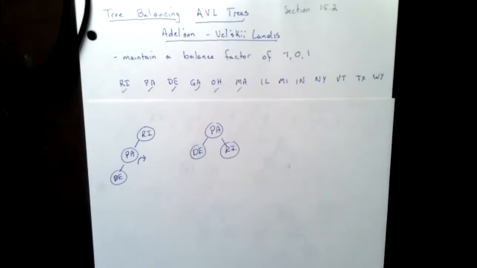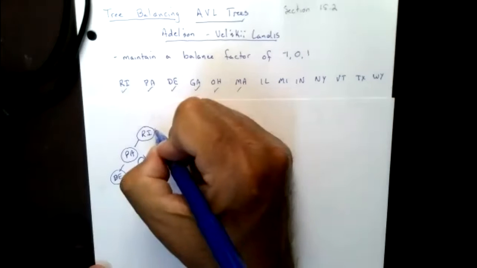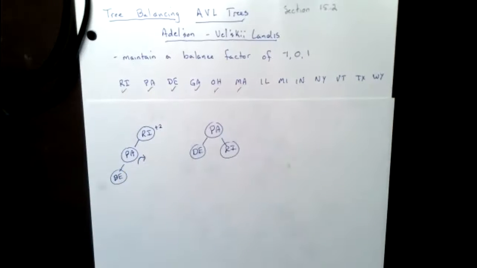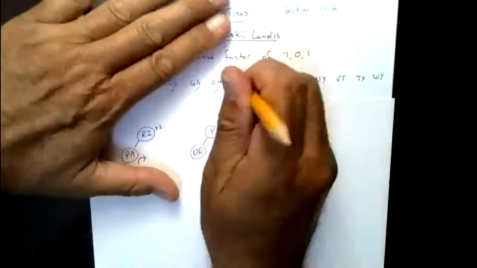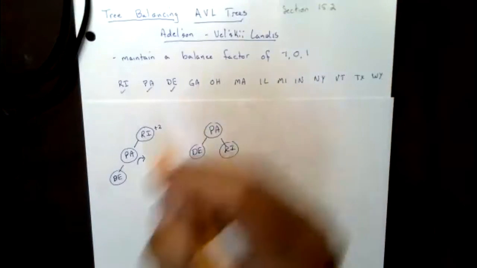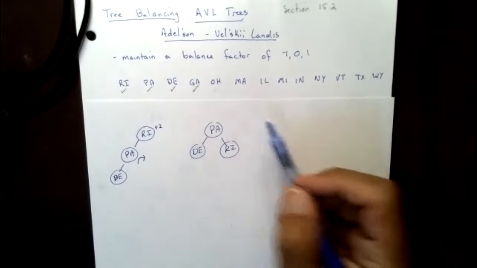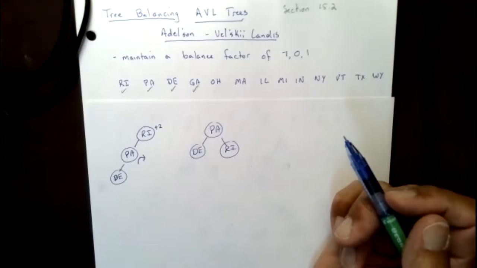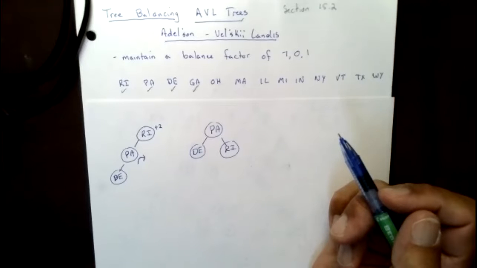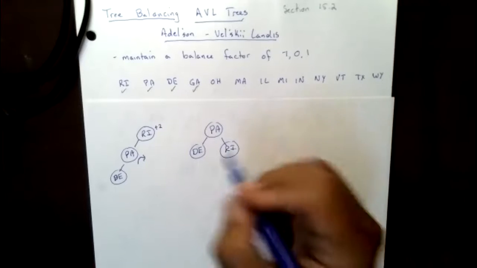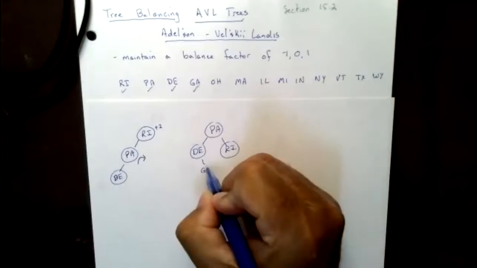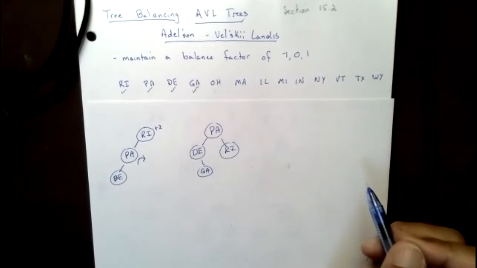All of my balance factors are good. Okay, again, this became a +2, so I knew I had to do a rotation. Let's see. I need to keep track up here. All right, next one I'm going to add is Georgia. Georgia goes where? To the right of Delaware. Thank you. To the right of Delaware. Check all my balance factors. Am I happy? Yes.